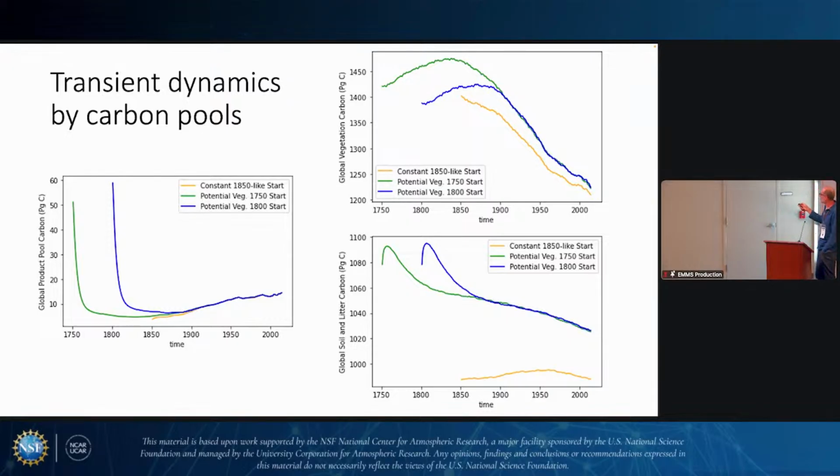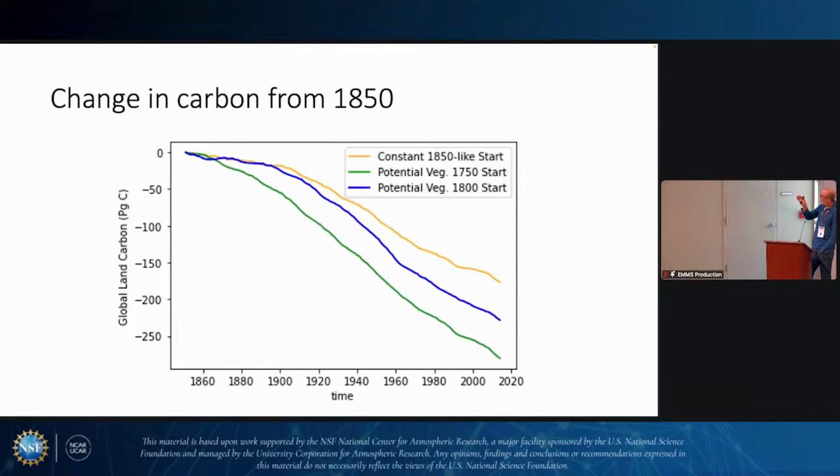And so I think this difference between the constant land use case and the no land use spin up case is partially an artifact of the fact that the C3 grasses were very dead. If we just line everything up to the carbon stocks of 1850 and ask, okay, what is the transient carbon change in this case?